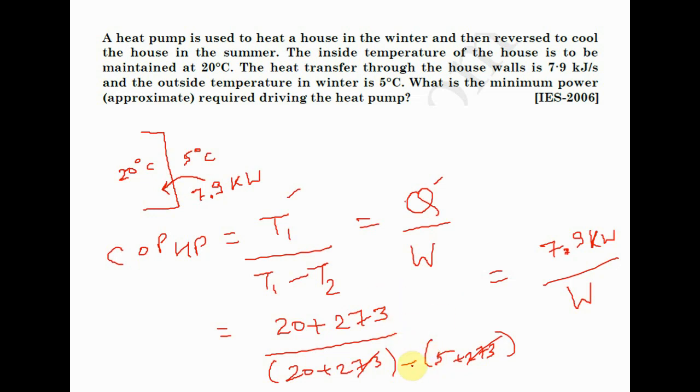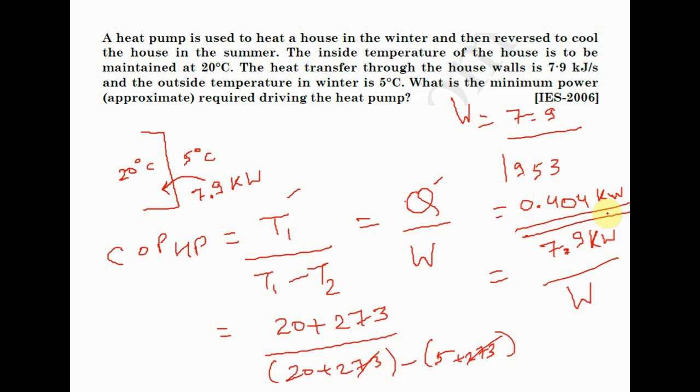So finally what do you get? You get the W value equal to 7.9 divided by 19.53, that is equal to 0.404 kilowatts, to be precise. This is the minimum power required in order to drive the heat pump. So I hope it is clear. Okay, I'll again take a 5-second pause for you to see, then we'll move on to the next question.